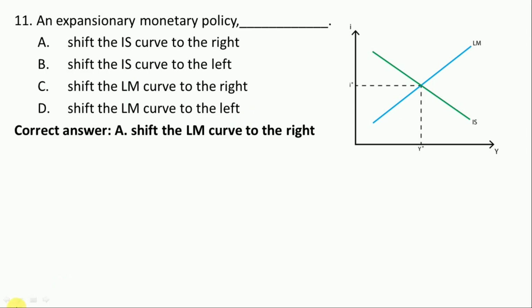ठीक है, तो जैसे कि गवर्नमेंट ने अगर एक्सपांशन मॉनेटरी पॉलिसी इंप्लीमेंट की तो यहाँ पे देख सकते हो LM कर्व विल शिफ्ट फ्रॉम LM to LM1, and as a result of that what will happen? Rate of interest is going to decline into the economy. So this is the 11th question.